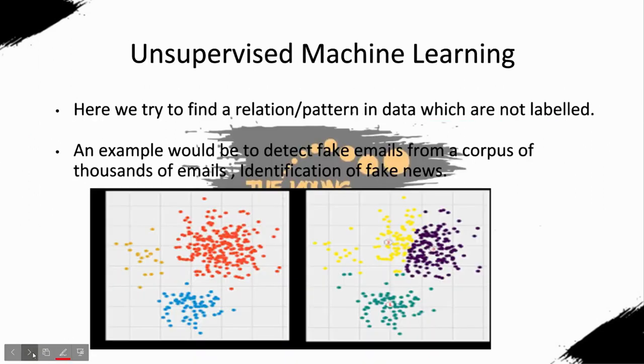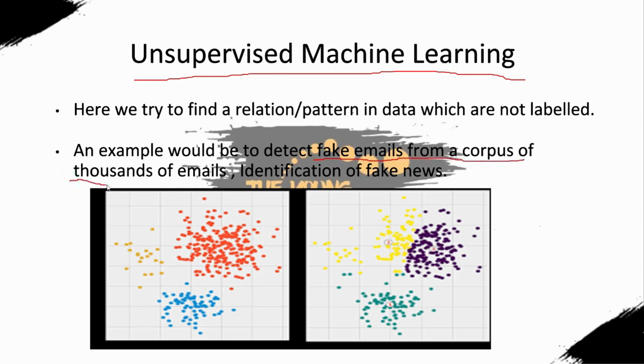Now let's move on to the second, what is known as unsupervised machine learning. Here we are given some data that is not labeled, and we need to find a relation or some pattern among that data. For example, we need to detect fake emails from a corpus of 1,000 emails, or identify fake news.